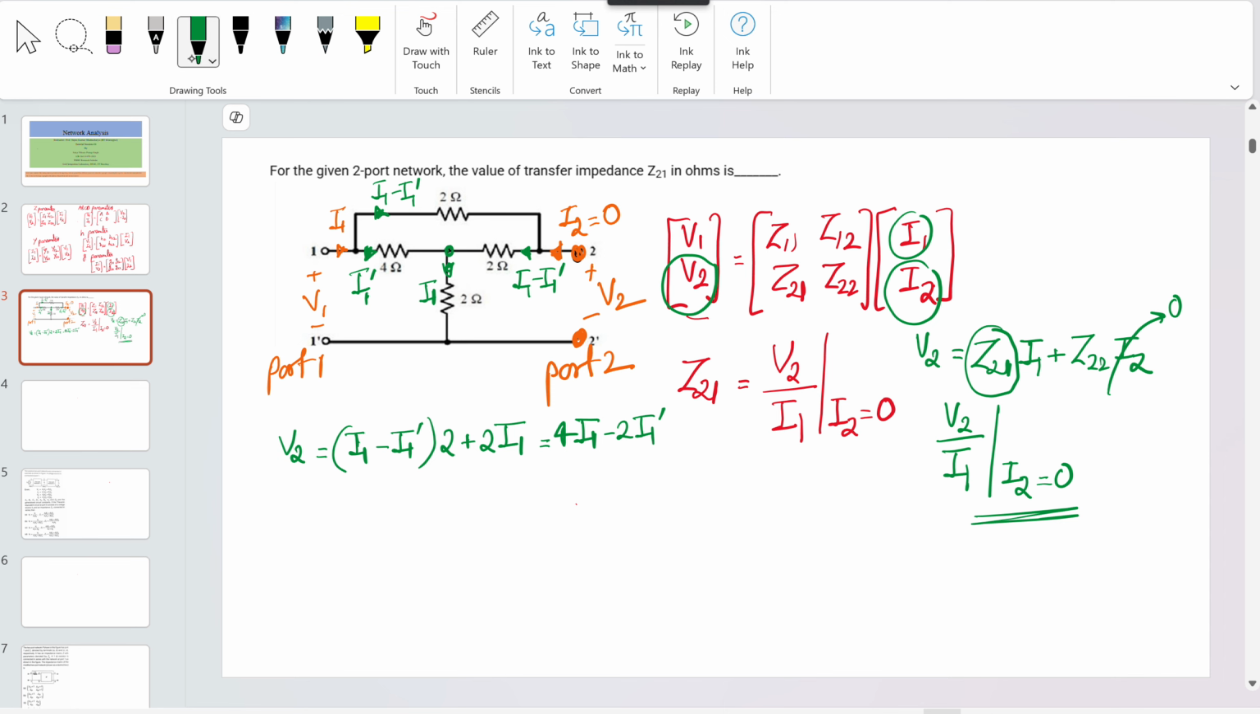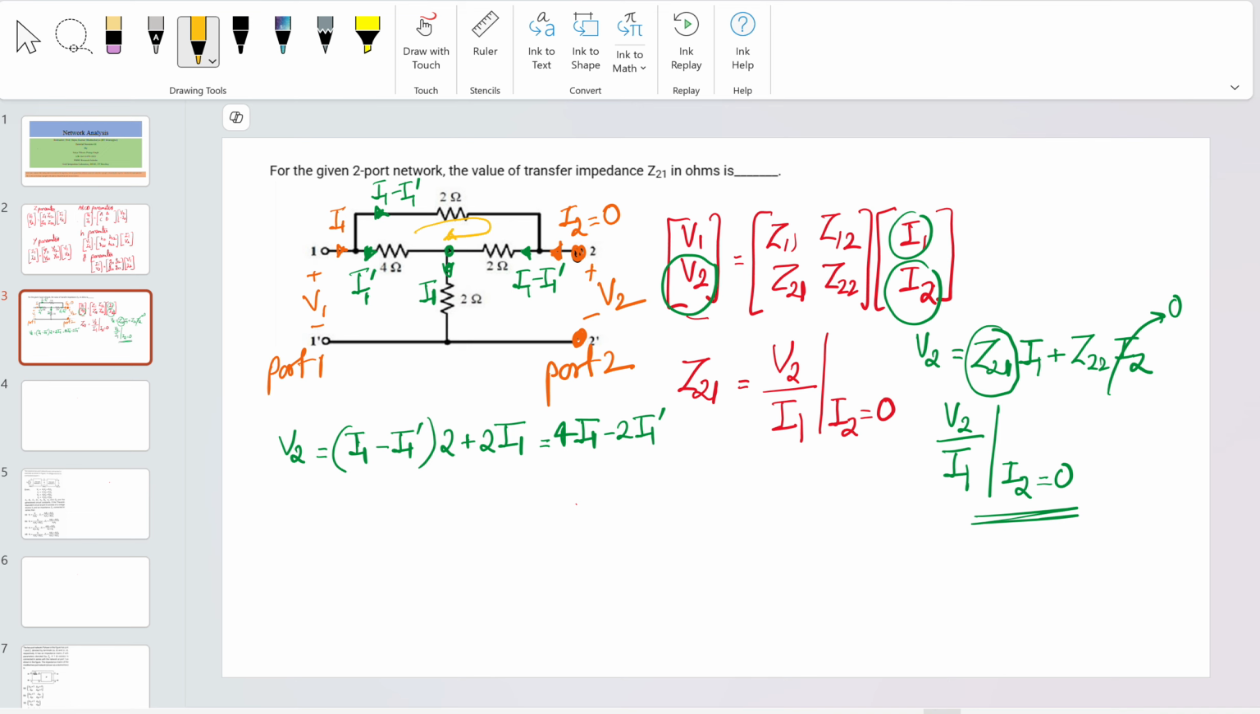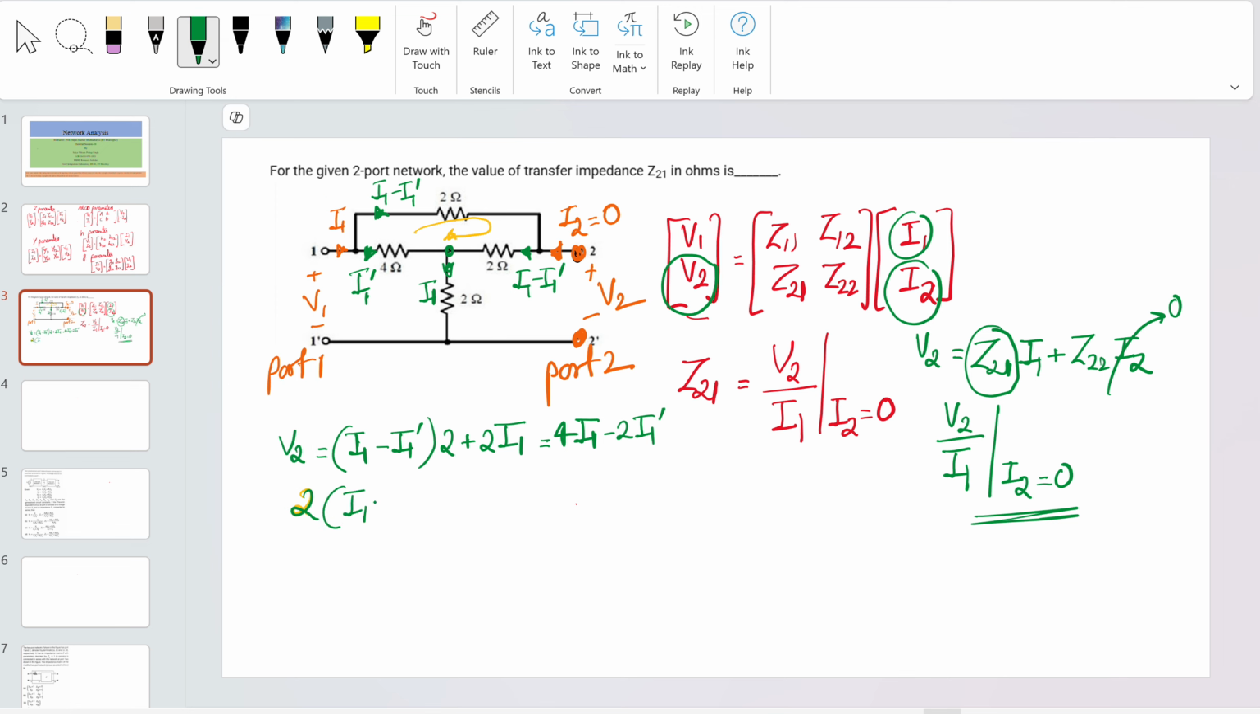And if you apply the KVL in this loop, it will come out to be 2 times (I1 minus I1 dash) will be equal to 2 I1 plus 4 times I1 dash, because this is the voltage drop across this and the voltage drop across this.